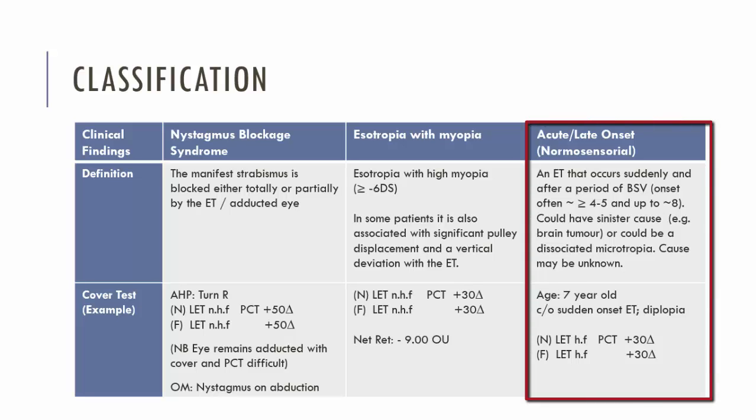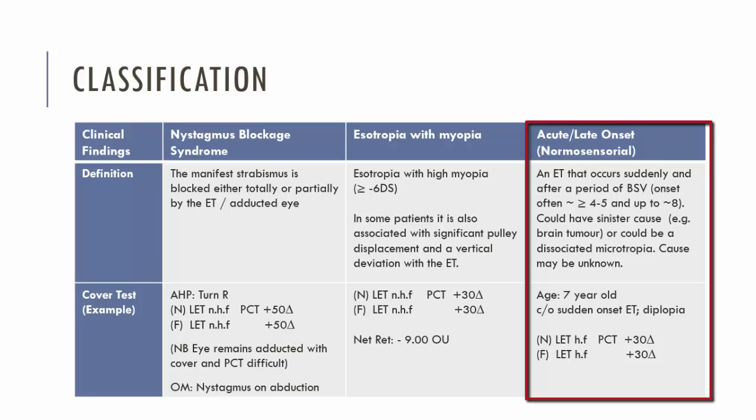Acute late onset esotropia, or normosensorial late onset esotropia. Here we have an esotropia that is of sudden onset. It can occur intermittently to start off with and then become constant, but the history is such that it is acute and sudden when it develops. More often than not, it develops around the age of 4 to 5 and can develop up to about the age of 8 or so. It can also develop at a younger age, at the age of 2, 3, 4, but more commonly it's towards that 4 or 5 year age range.